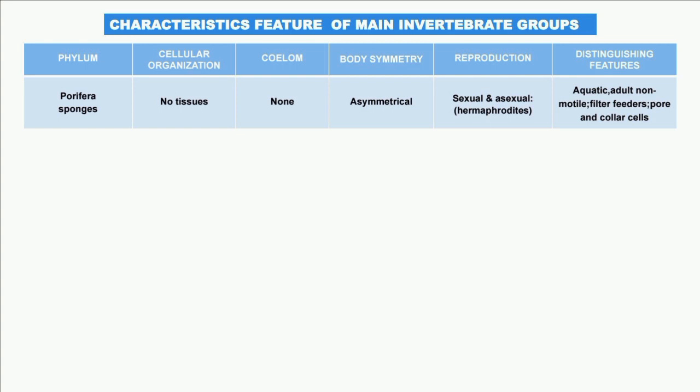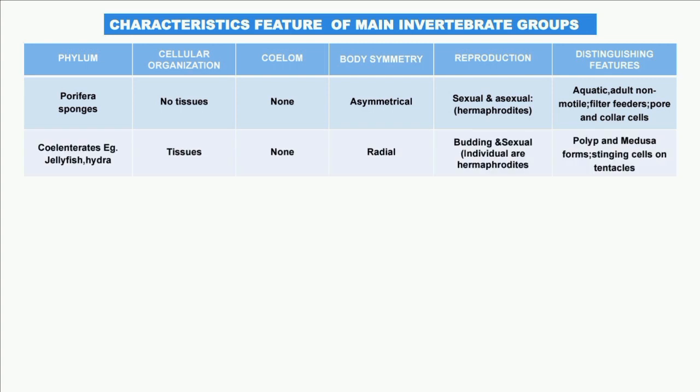Their distinguishable features are that they are aquatic, and adults are non-motile. They have filter pores and collar cells. They have two main layers, the outer and inner layer. The outer layer consists of flat cells and numerous special cells with pores, while the inner layer has many flagellate cells. These cells are called collar cells.